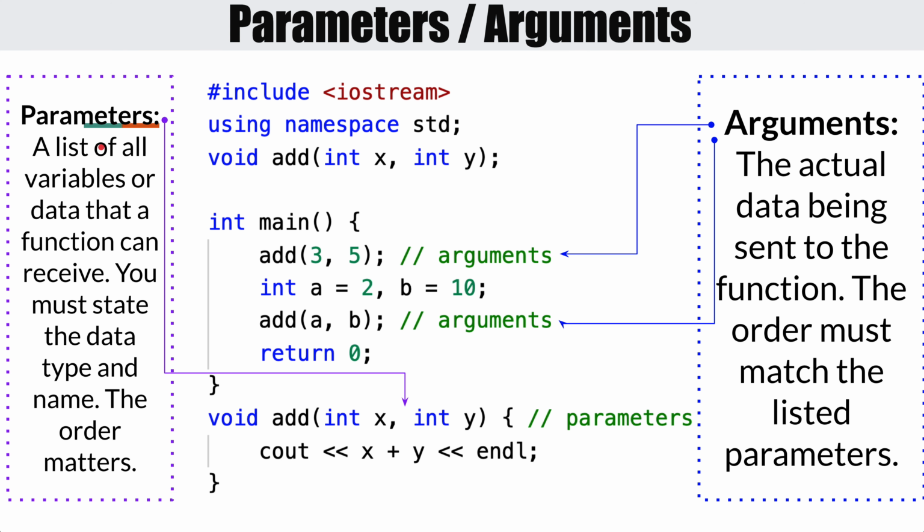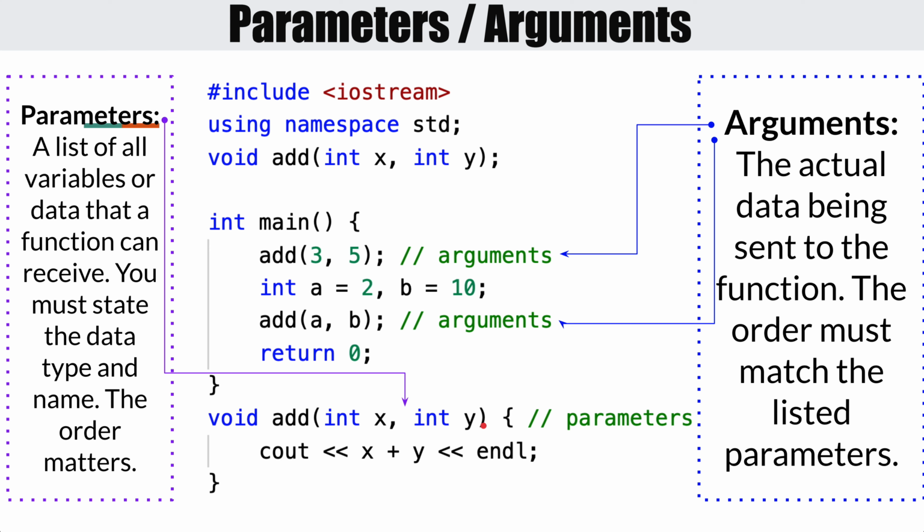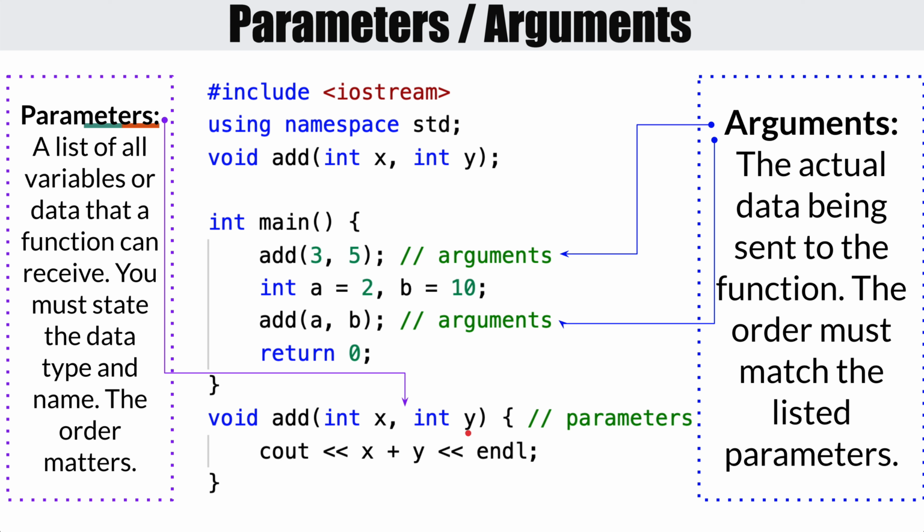A parameter is a list of all variables or data that a function can receive. You must state the data type and name. The order matters. So where do you do that? That's right here. When you create a function, up until this point, you've done empty parentheses here, right? Well, now whatever you list between those parentheses is the data needed for this function. So it'll take an int, and we'll call it x, and it'll take another int called y. This is where it's called parameters. Now, a key part here is if you list parameters, that function has to take parameters. You cannot ignore those now.